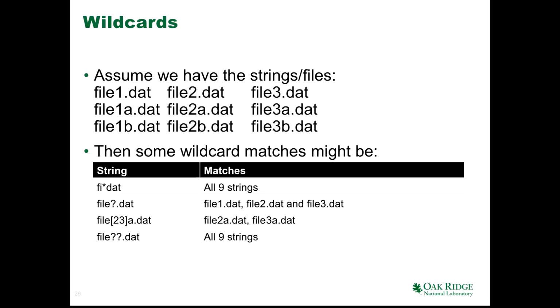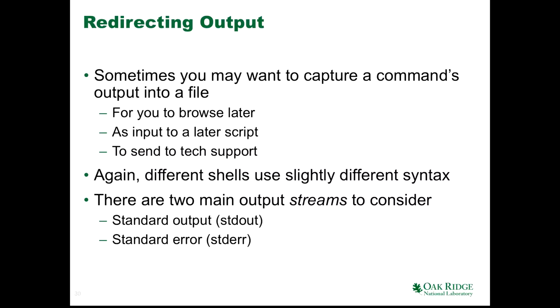So every one of those file names is the word file followed by 0 or 1, or followed by 1 or 2 characters, and we have 2 question marks, and then followed by .dat. So since each of those question marks can match either 0 or 1, it actually matches all 9 of those strings.